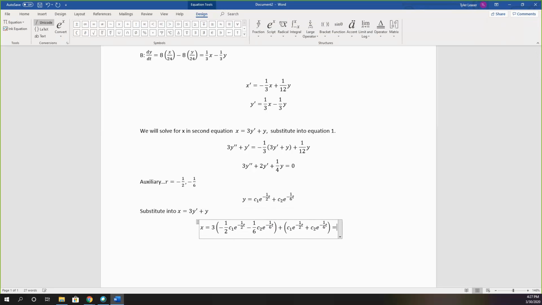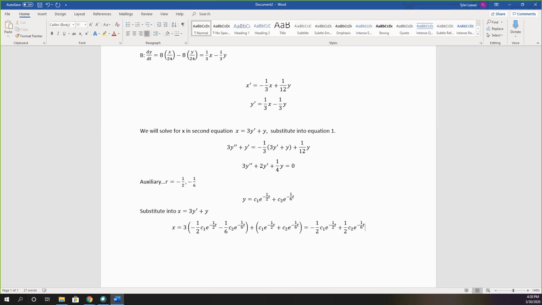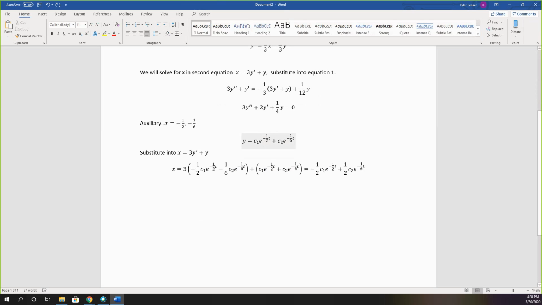And you combine like terms together, so I'm just going to dot, dot, dot this one as well. You end up with -1/2 c sub 1 e to the -1/2 t plus 1/2 c sub 2 e to the -1/6 t. And that's pretty much it. So we've now found y. y is this. x is this.